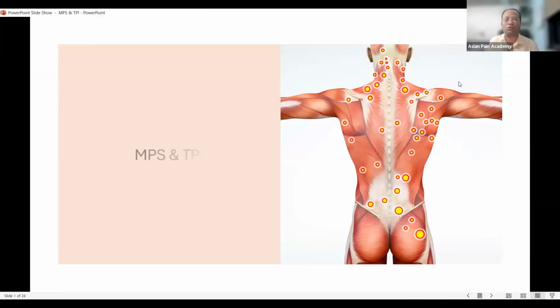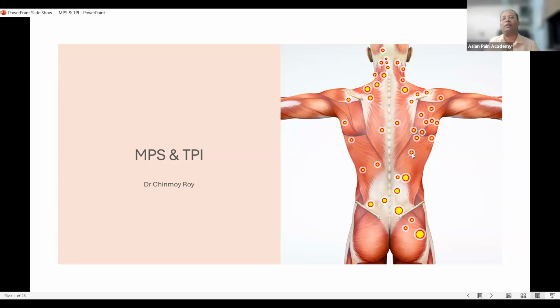Myofascial pain syndrome. This is commonly treated by many people, not only us. It is treated by physiotherapy, sports medicine, everyone actually. Myofascial pain syndrome can occur in different muscles, mainly the trapezius. You will not see myofascial pain syndrome of the deltoid, I mean the biceps muscle. The common muscles are trapezius and rhomboids.